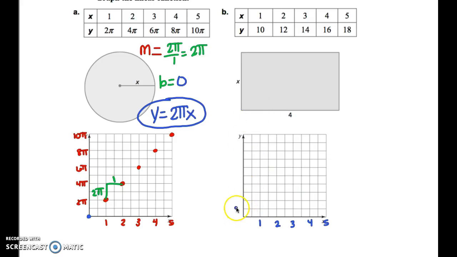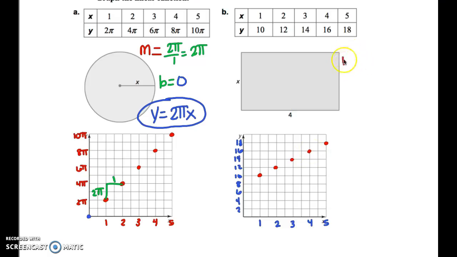I'm going to go ahead and make every single little mark 2. That way I have enough room to cover everything. And then I'm going to graph. So 1 was at 10, 2 was at 12, 3 was at 14, 4 was at 16, and 5 was at 18.